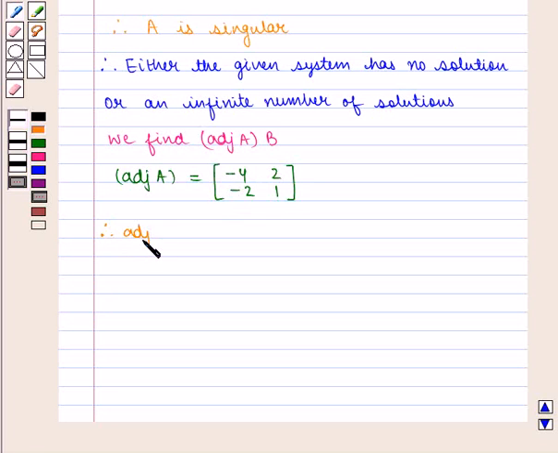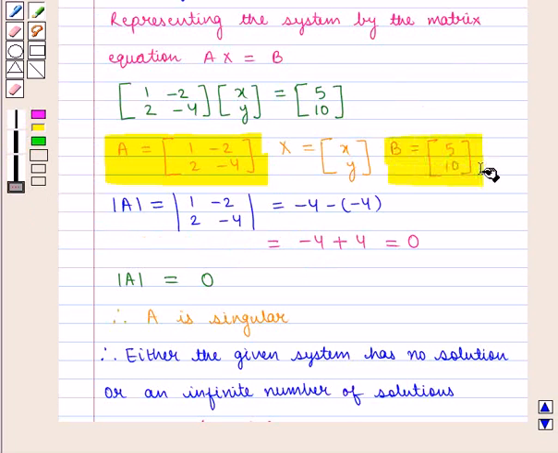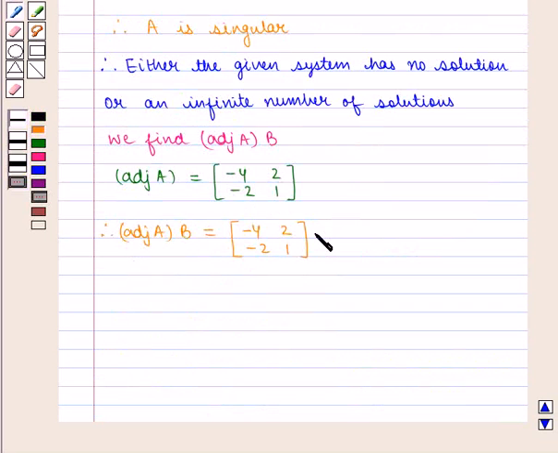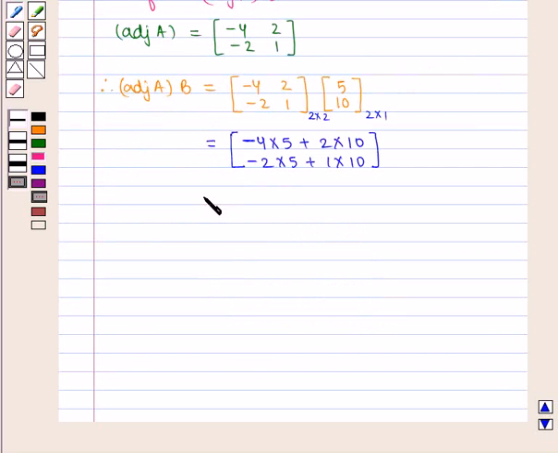Therefore, adjoint of A into B is given by the 2x2 matrix minus 4, minus 2, 2, 1 into B, and B is given by the 2x1 matrix containing elements 5, 10. Now adjoint of A is a 2x2 matrix and B is a 2x1 matrix, so the resultant matrix will be a 2x1 matrix containing elements minus 4 into 5 plus 2 into 10, minus 2 into 5 plus 1 into 10, which is equal to the 2x1 matrix containing elements minus 20 plus 20, minus 10 plus 10, which is equal to the 2x1 matrix containing elements 0, 0, that is 0.